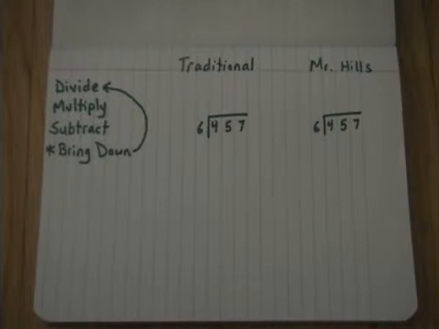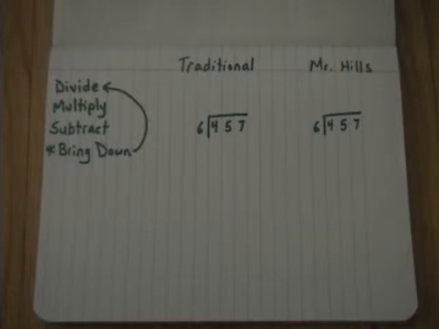and then I'm also going to show you Mr. Hill's way, just a way that I came up with that helps the traditional algorithm make a little bit more sense, because a lot of people wonder, well, why does that work? How can you do that? So hopefully that'll answer this question as well. Alright, let's hop into it.